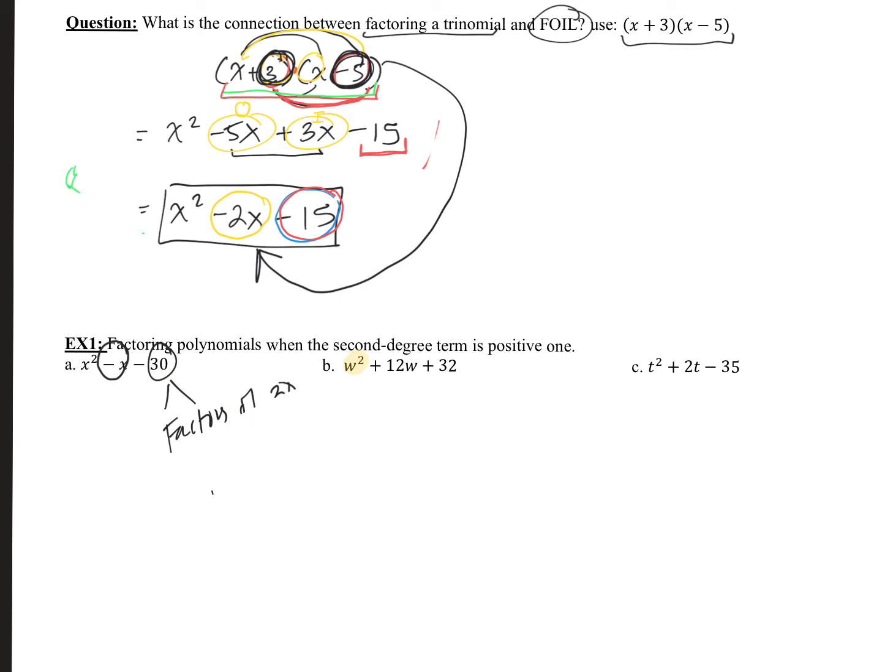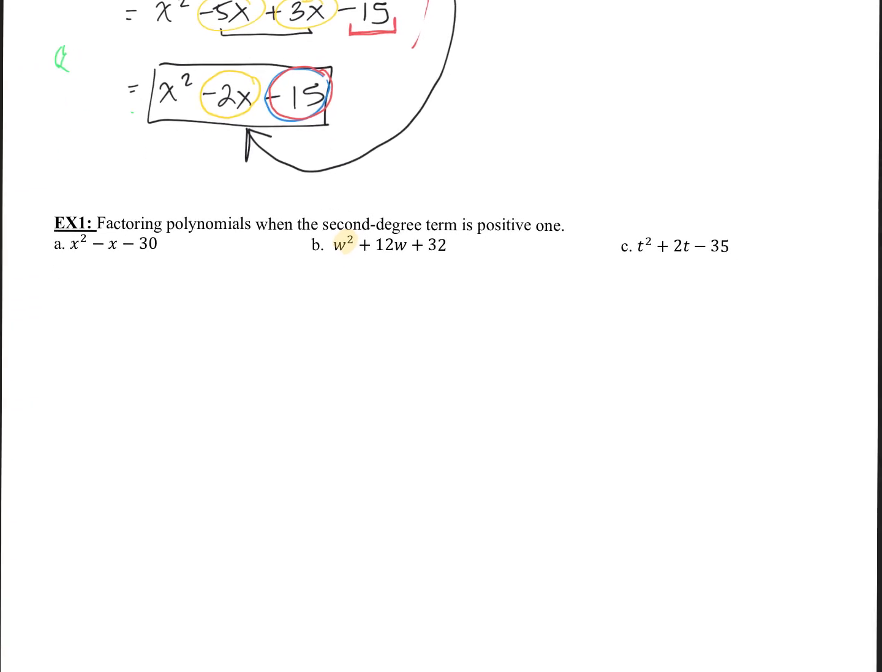Okay, let's take a look here. Factors of 30. Let's go ahead and write out the pairs. We have 1 and 30. We have 2 and 15. We have 3 and 10. We have 5 and 6. And then we would have 6 and 5. So that's it, we're done. So these are the possible choices we have. And we got that from 30.